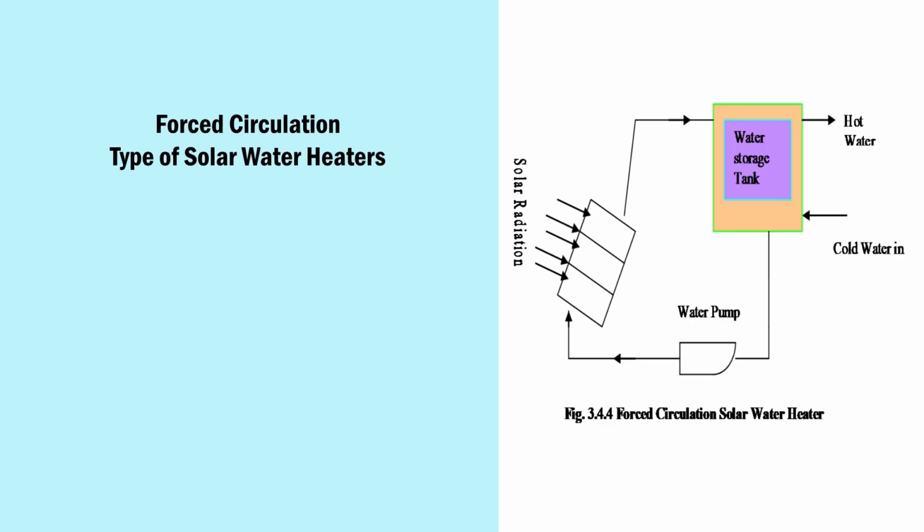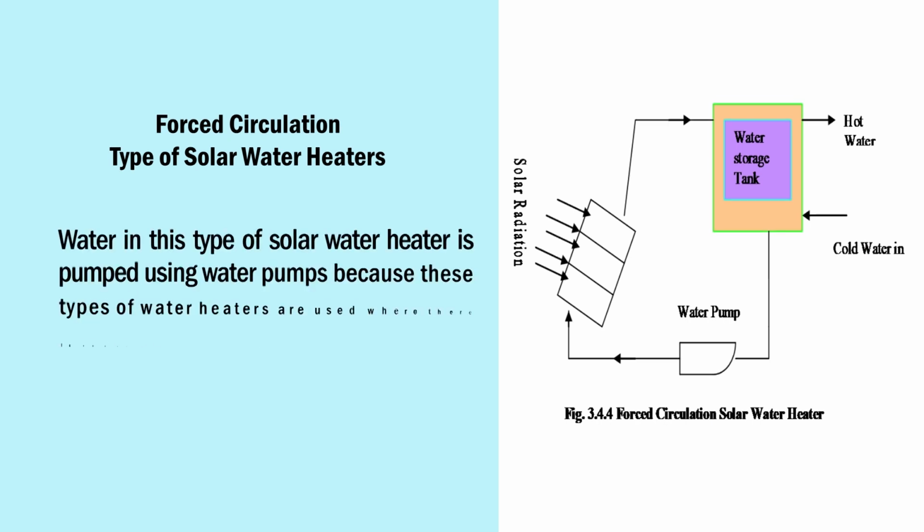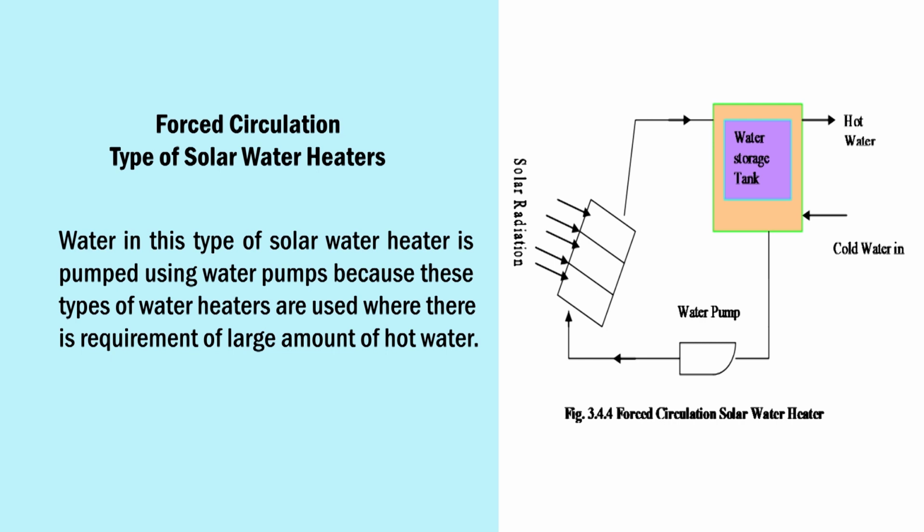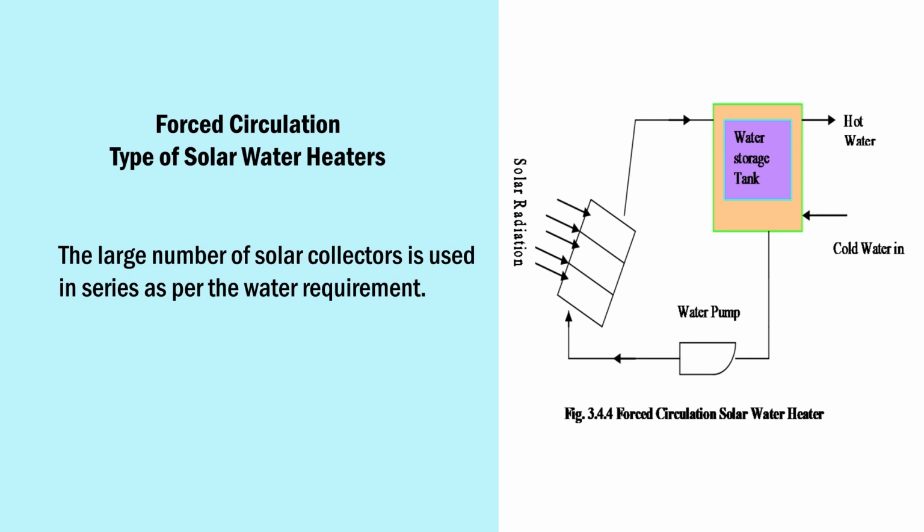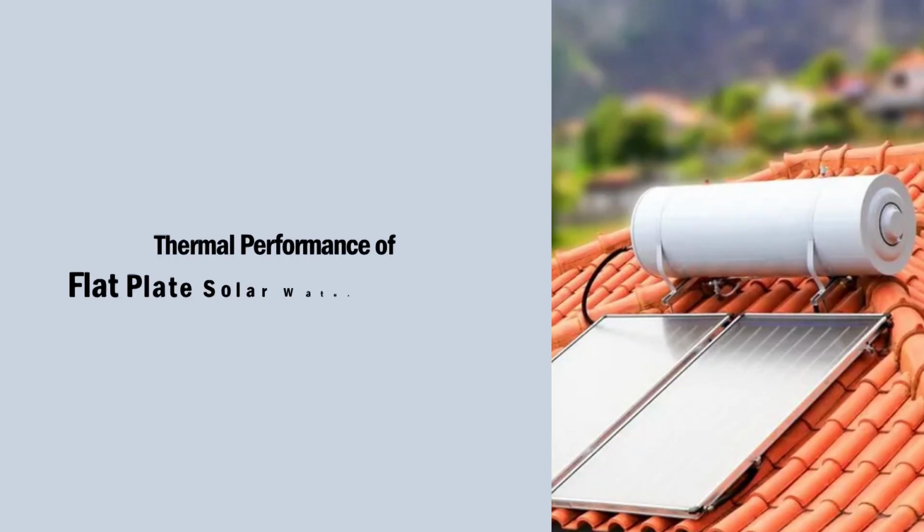Now we will discuss the forced circulation type solar water heater. As the name implies, water in this type of solar water heater is pumped using a water pump, because these types of water heaters are used where there is a requirement of a large amount of hot water. A large number of solar collectors are used in series as per the requirement. Now we will discuss thermal performance of the flat plate solar water collector.